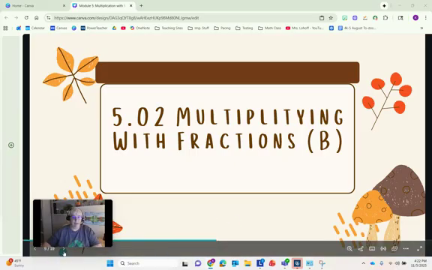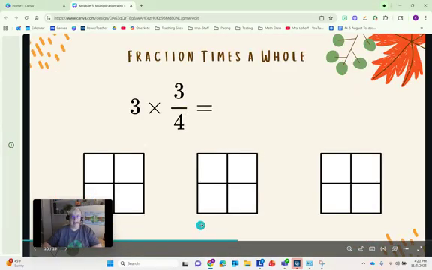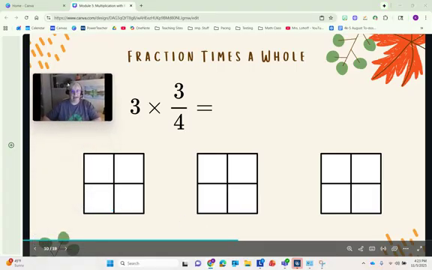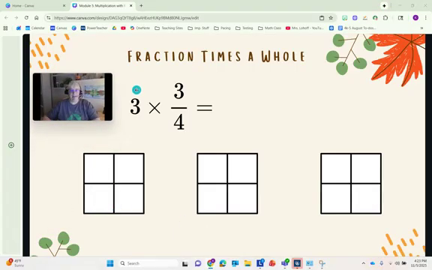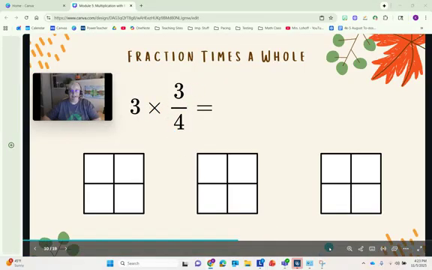Today we're going to look at multiplying a whole number times a fraction. Okay, this problem says we are multiplying 3 times 3/4. Now I have a picture here to help us look at what this really means. Anytime we are multiplying, it is repeated addition.